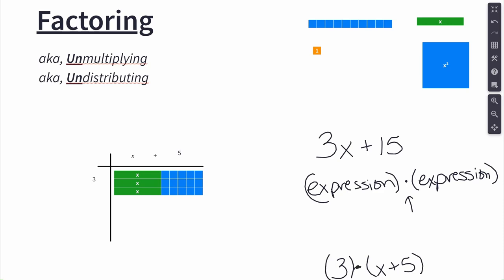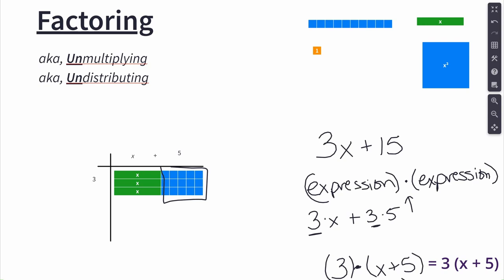And normally in algebra, we're going to write that 3 just right next to the parentheses to indicate multiplication. We don't have to write that parenthesis because of the nature of the 3. In the middle here, I looked at the 3 as 3 times x. And then 15 I broke up into this box that was 3 by 5. So I had my 3 times x plus my 3 times 5.